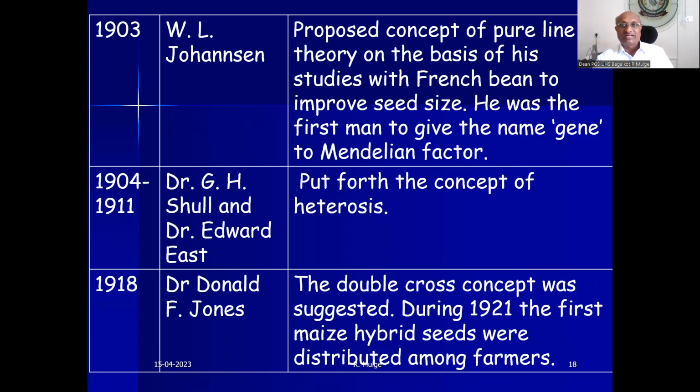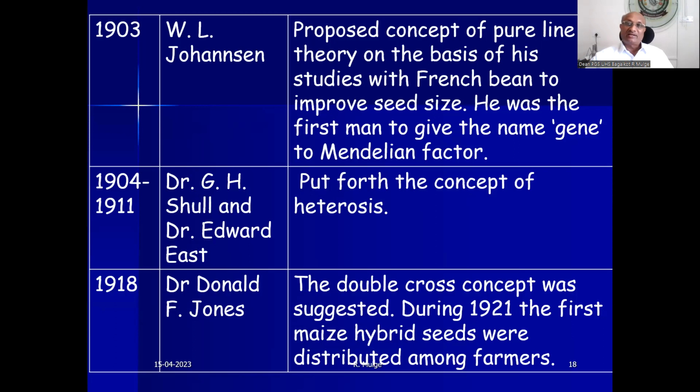Two parents, if you cross, you will get a single cross, right? Two different single crosses, if you cross, you will get the double cross, right? Why are these four parents involved? What is the advantage? What is the disadvantage? Why is this successful in maize? All that is going to be there.